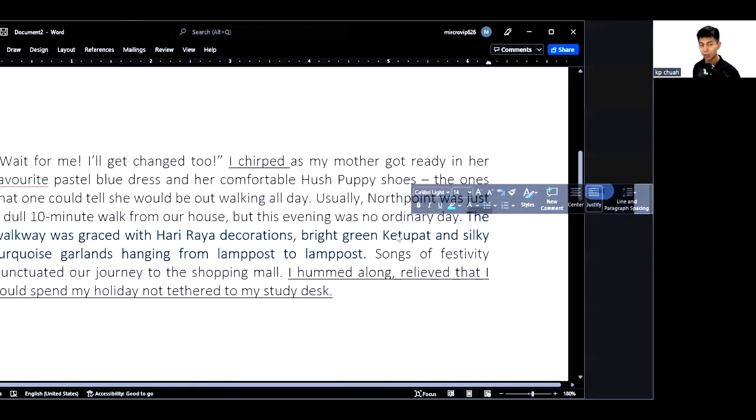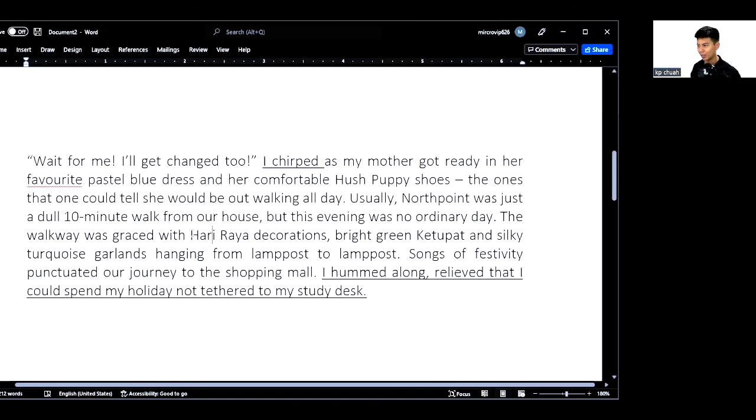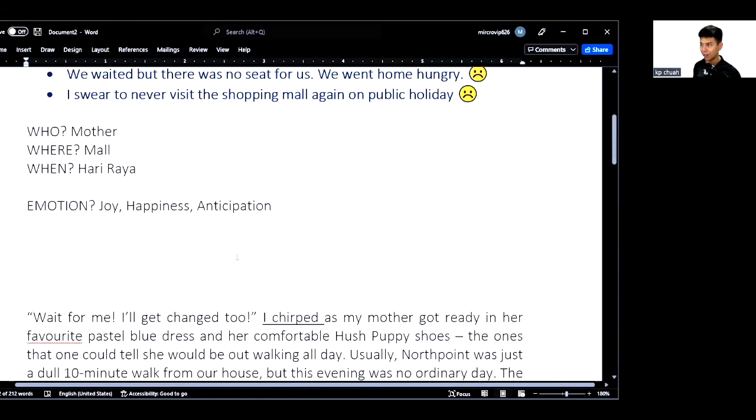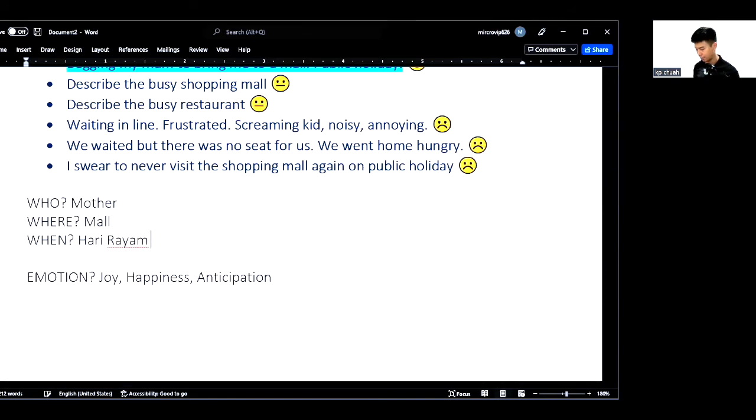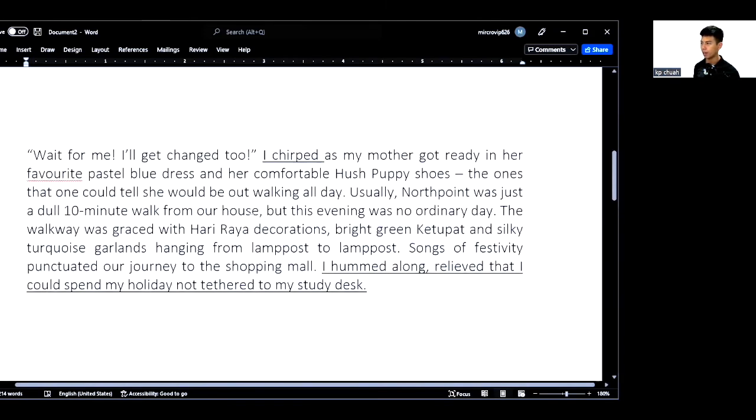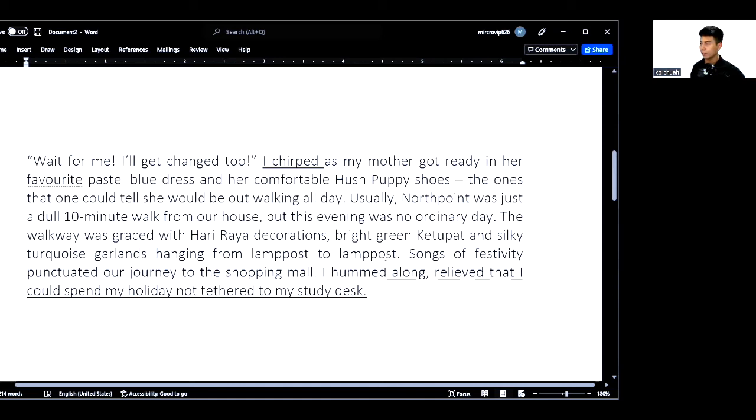This gives us a clue that, hey, today is no ordinary day, but we don't know exactly what yet. But actually we do, because I wrote here Hari Raya decorations. I could have written just decorations, bright green ketupat, without the reference to Hari Raya. But then I still didn't say that it's a holiday, right? Remember when we were going to establish that it was going to be a public holiday. Yay. And then we go on to write, "Songs of festivity punctuated our journey to the shopping mall."